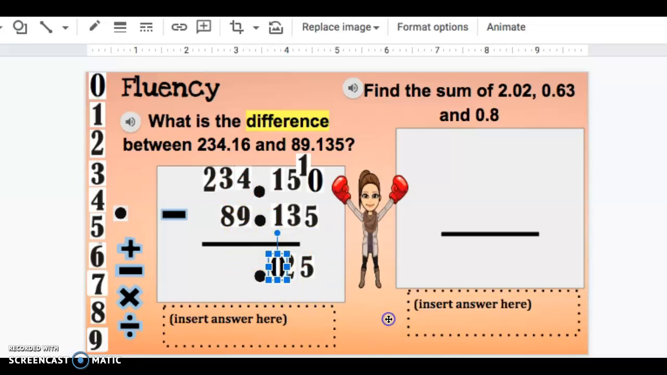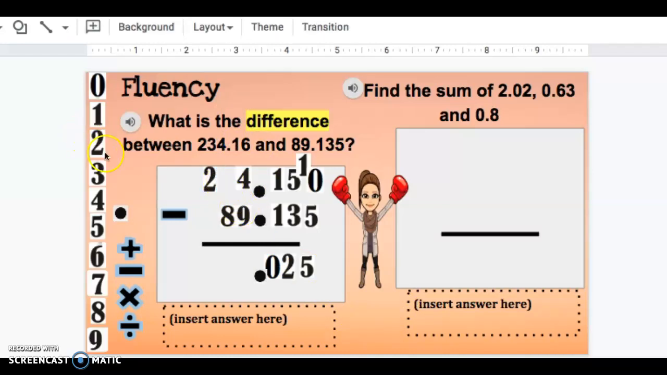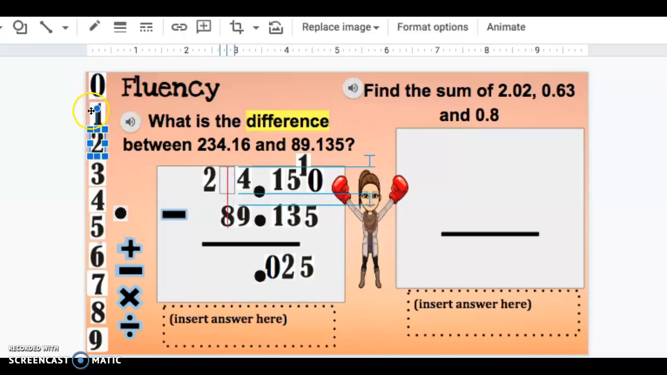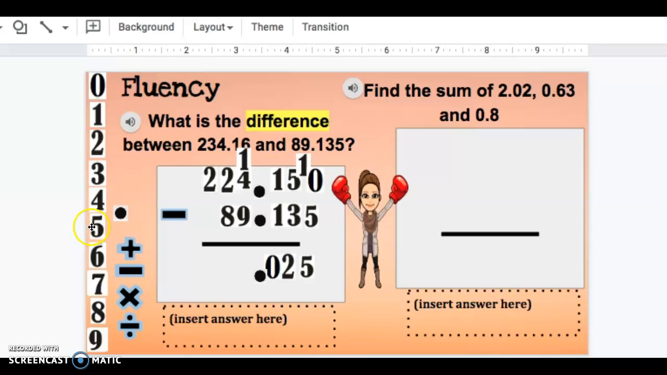4 minus 9, I know I can't do. So let me move my 0 over a little bit. I can't do 4 minus 9, so that 3 is going to become a 2. And that 4 is going to become a 14. So now I have 14 minus 9, which is 5.